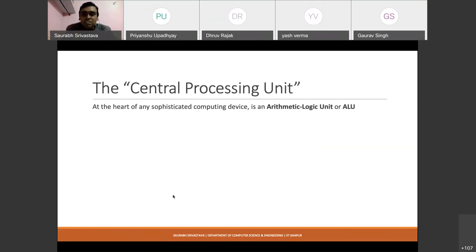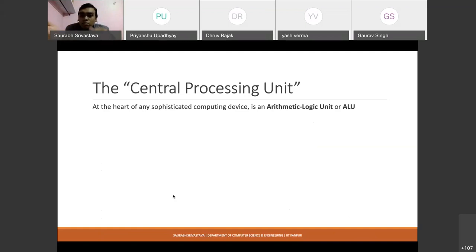What exactly is a CPU? A CPU basically consists of some things. The first thing it has is called an arithmetic logic unit. For arithmetic, you have to build a circuit somehow. As I said, I'm not going to tell you how that circuit is built, that you will study in electronics. But basically, with the help of transistors, you have to build a circuit that can add, subtract, multiply, and divide numbers.